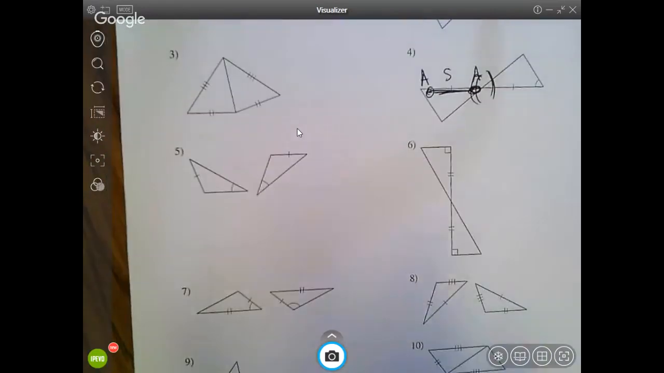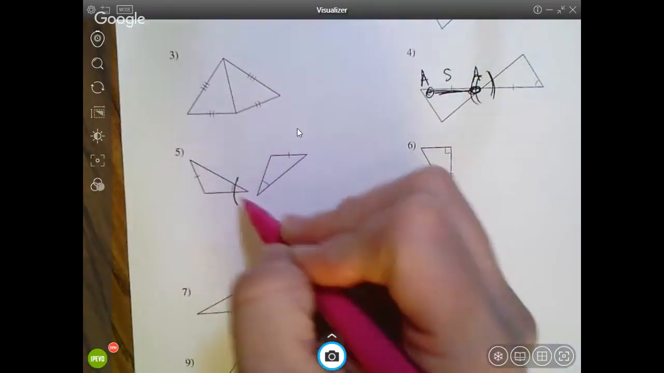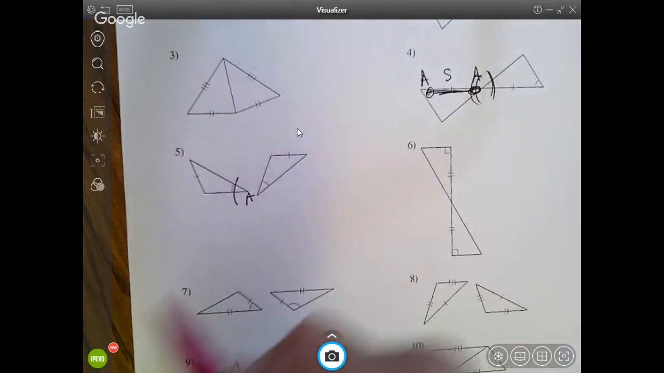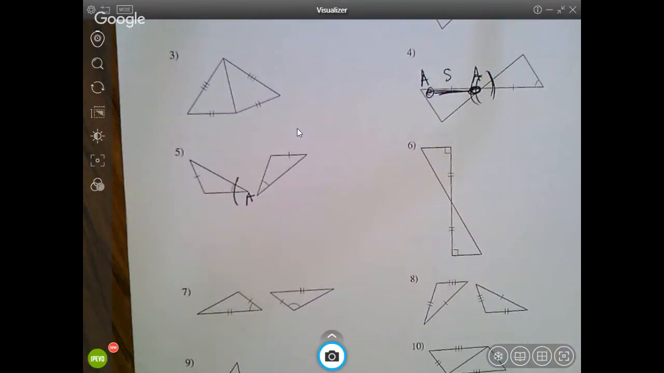I got you. So in number 5, we have one angle. Can we please not talk over there? Because I know you guys want to get a good grade on this test.